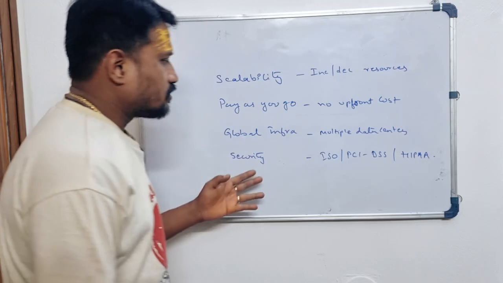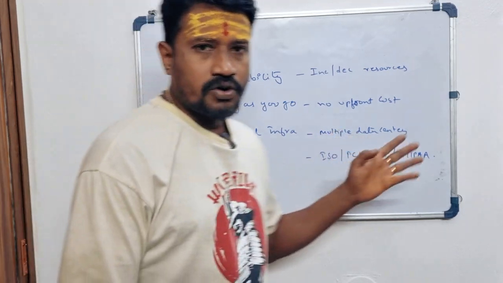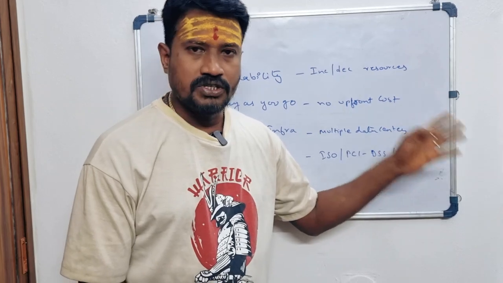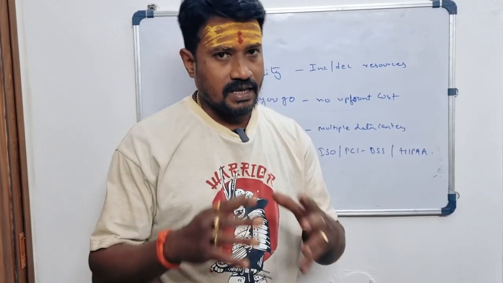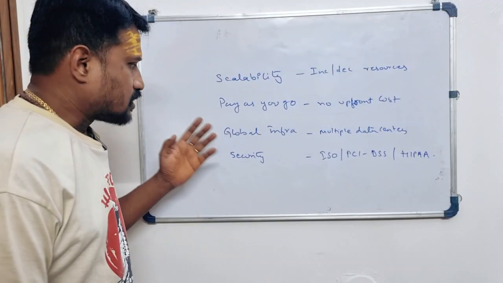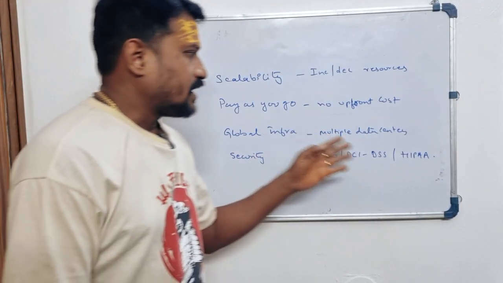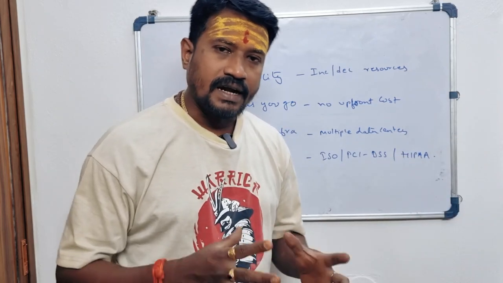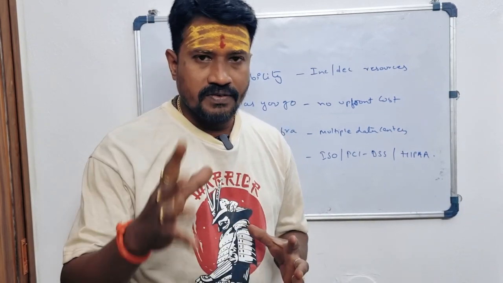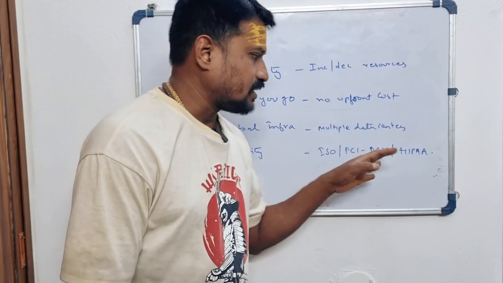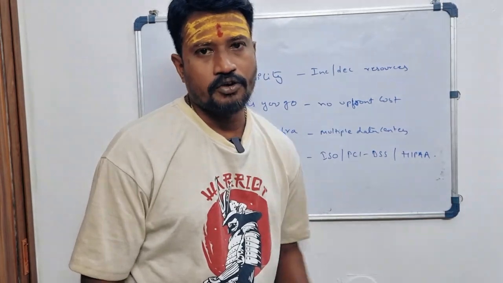Now coming to the third one, global infrastructure. AWS has set up multiple data centers across the globe, which are categorized based on regions, which we will discuss in further sessions. The last one is security, which is AWS is an ISO, PCI DSS, and HIPAA secured platform.